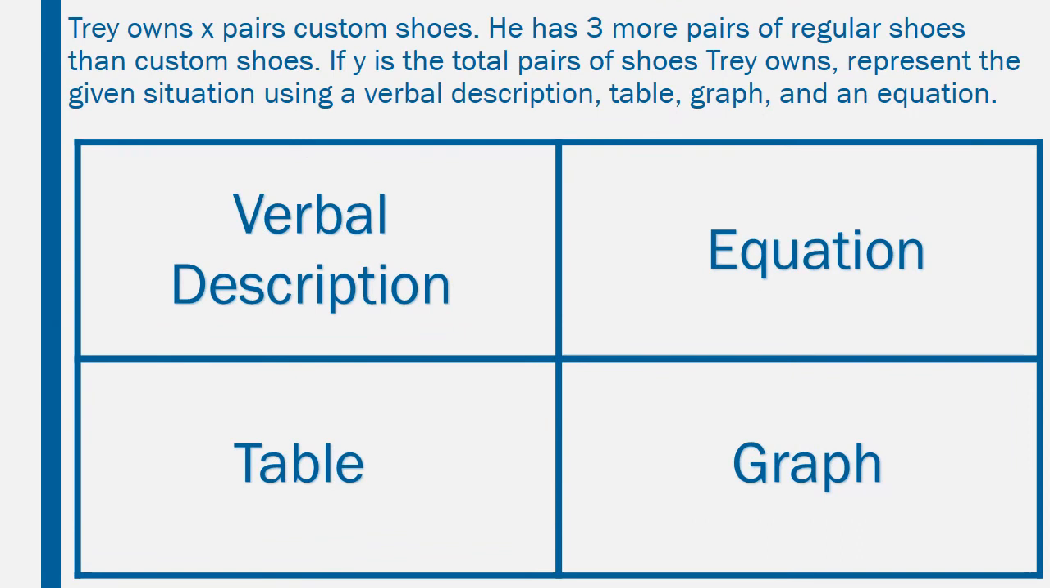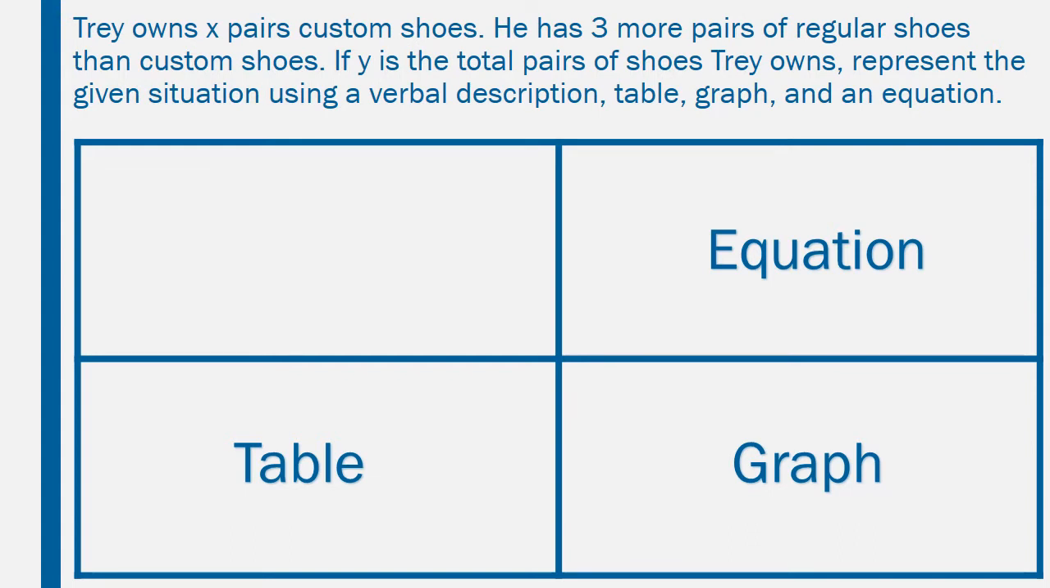Now we're going to do our own problem. I'm going to read a situation and show you how I would get a verbal description, equation, table, and graph. After that, I'm going to put a new problem up on the board and you and your group will work together to create all 4 of these representations.